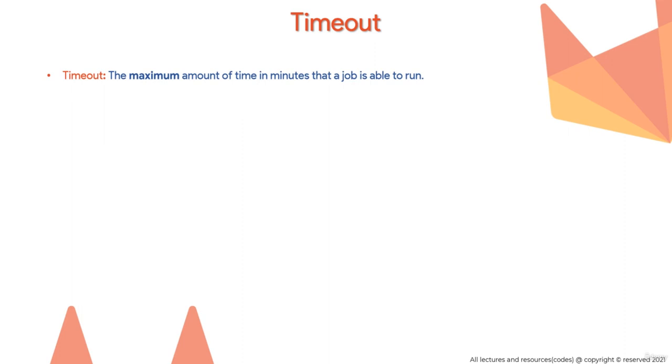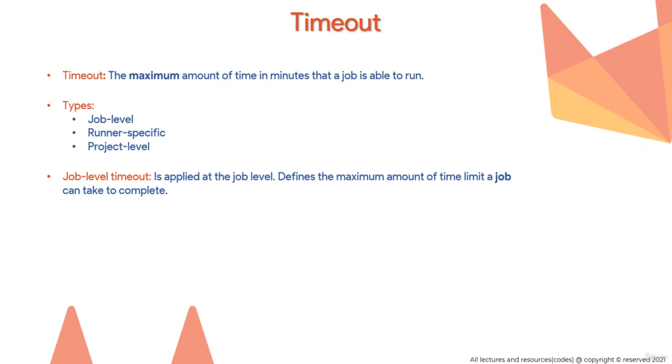Now related to timeout, here are a few pointers to highlight. GitLab allows you to set three types of timeouts. The job level timeout, second one is runner specific timeout, and last, project level timeout. Starting with job level, as the name implies, job level timeout is applied at the job level. It defines the maximum amount of time a job can take to complete. This timeout can be used to forcefully stop the jobs that ideally you think should take a few seconds or minutes to complete, but due to some glitches or deadlocks are taking more time than your expectation.